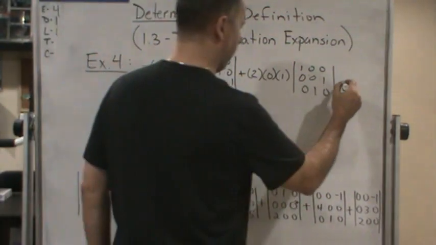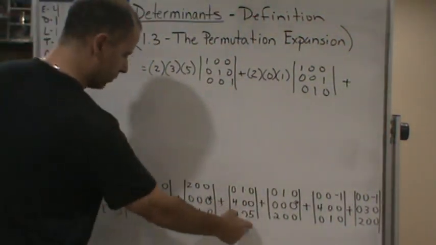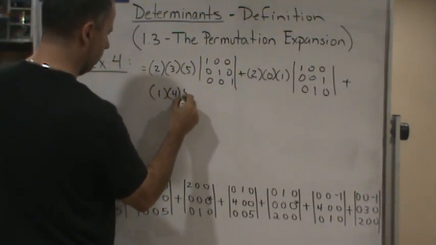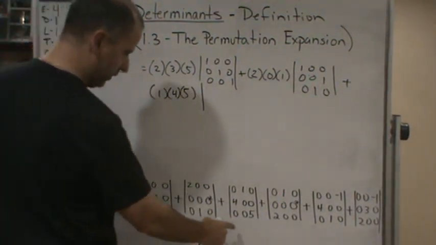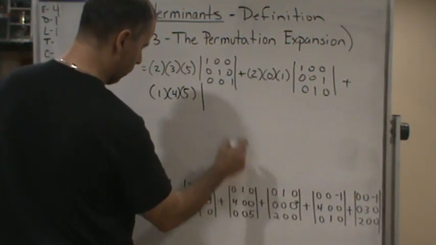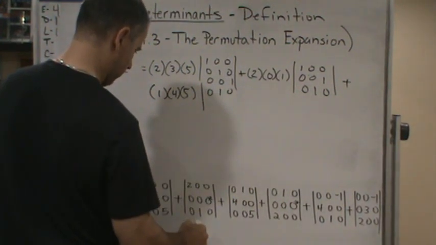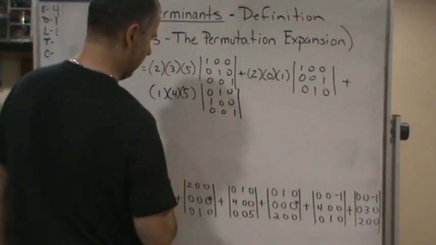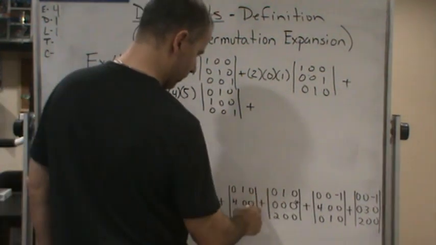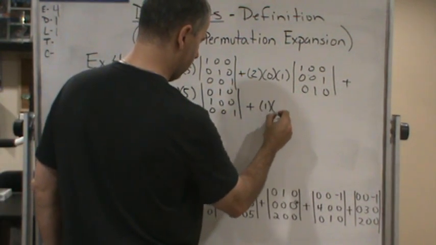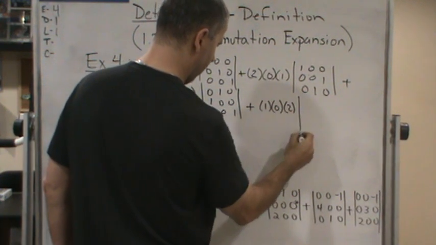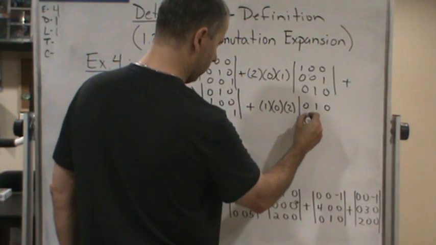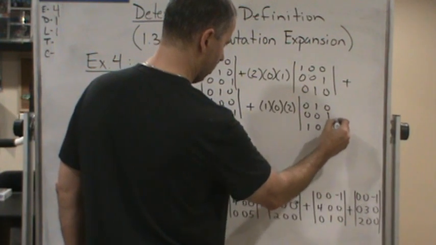Okay, so now we go on to the next one. So plus, now I'm going to factor out, now we're on this one. So it's going to be 1, 4, and 5 times, now this one is going to be 0, 1, 0, 0, 1, 0, 0, and 0, 0, 1 for that one. Plus, and now we're on this one, which is going to be 1, 0, 2. And that determinant is going to be 0, 1, 0, 0, 0, 1, 1, 0, 0.